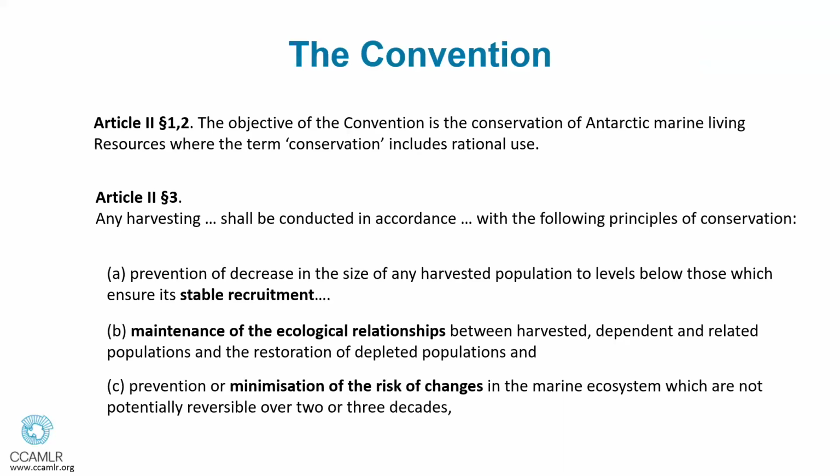So the convention, from a science perspective, the key article is Article 2. And that's where the objective of the convention is laid out, along with the scientific criteria used to evaluate whether or not you're meeting the objective of the convention. And the second part of Article 2 there, those A, B, and C paragraphs, really define the three things that CCAMLR is trying to do scientifically.